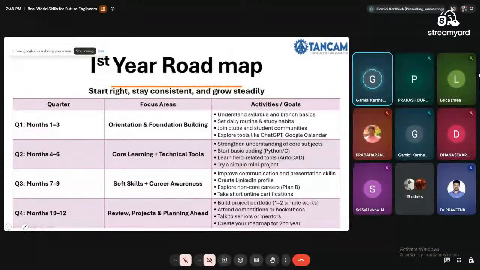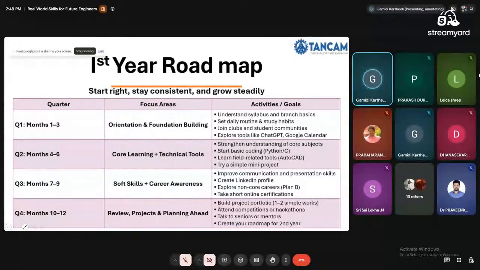Okay, but you should have a roadmap for your first year. So you have 12 months. For example, first 3 months you should have orientation and foundation building. So this is one such orientation class which you are attending now. You should understand the syllabus. You should know what your branch is, and who the big people in your branch are. You should understand who the seniors are. You should understand your college. You should know what different facilities are available in your branch and in your college. And you should set a daily routine.